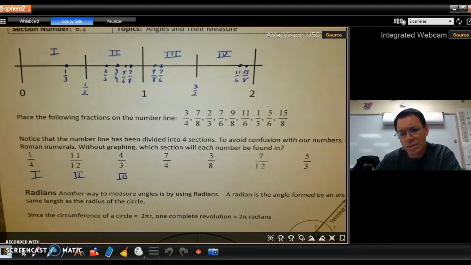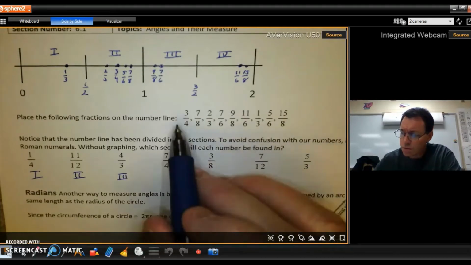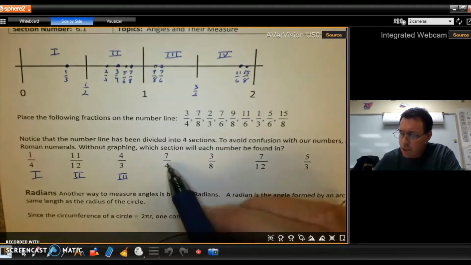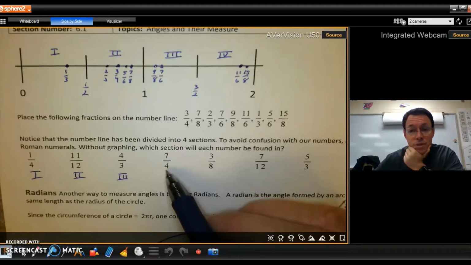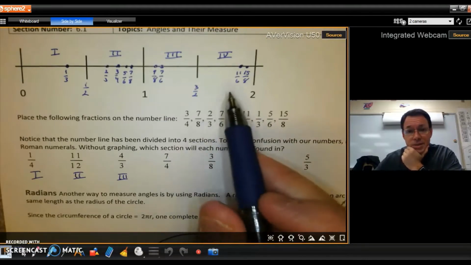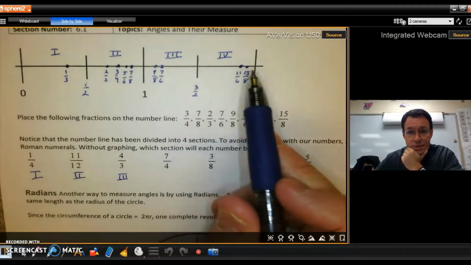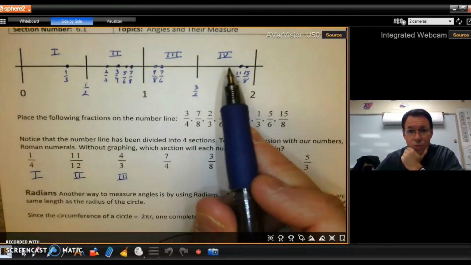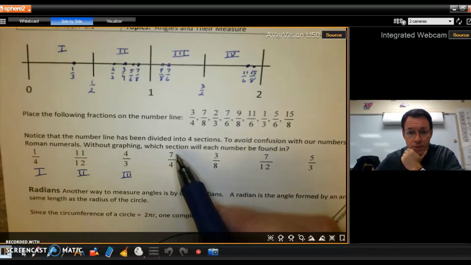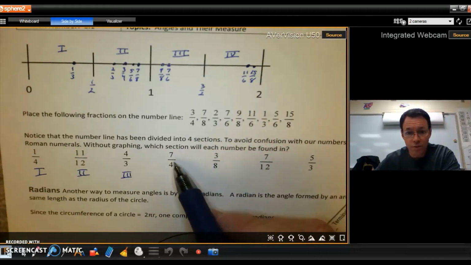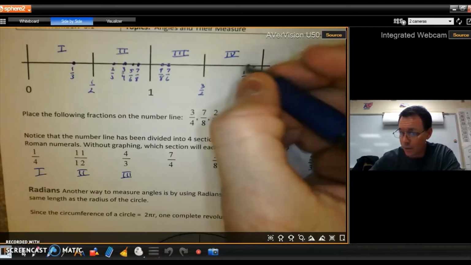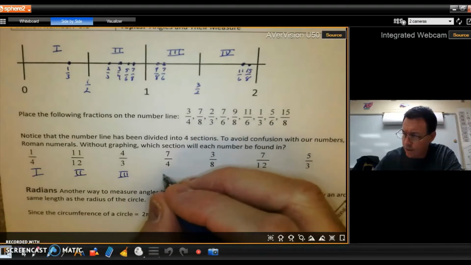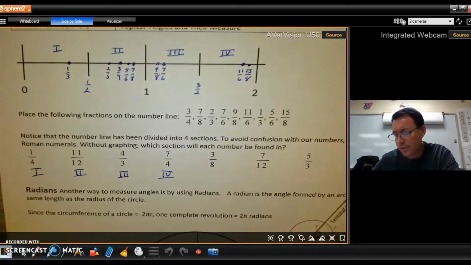7/4. All right. So 7/4 is less than 2. 8/4 would be 2. Is it a lot less than 2, or is it a little bit? It's just a little bit less than 2. It's like 1/4, because if you add 1/4 to this, you would get 8/4. That's your 2. So it's a quarter backwards from 2. So it's here in this 4th section.